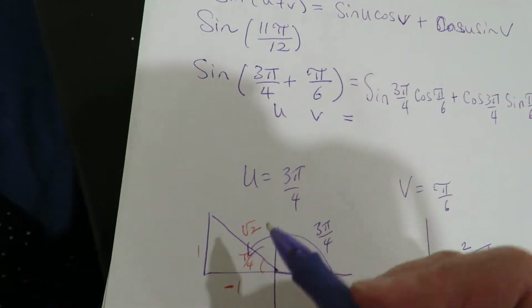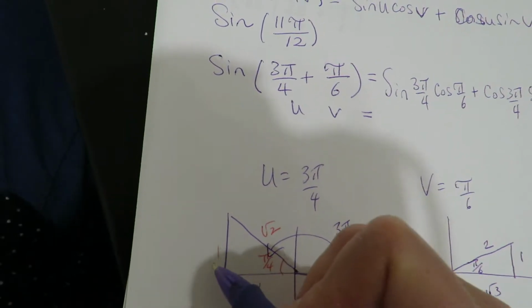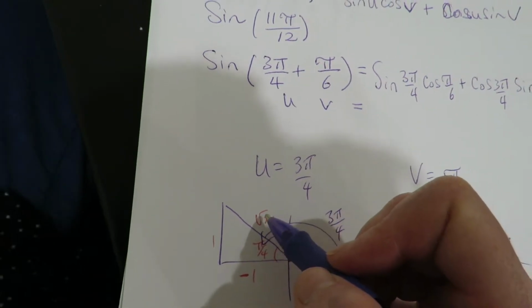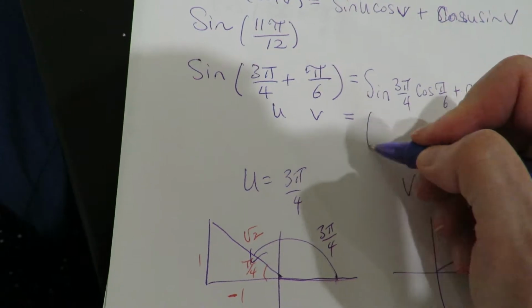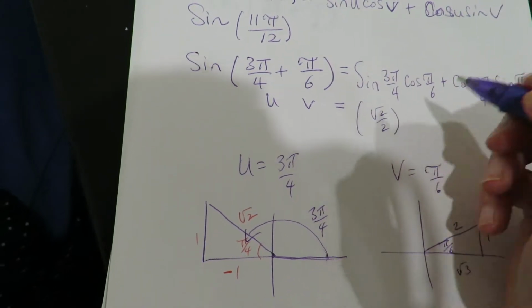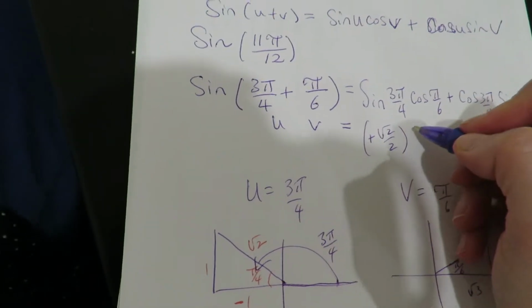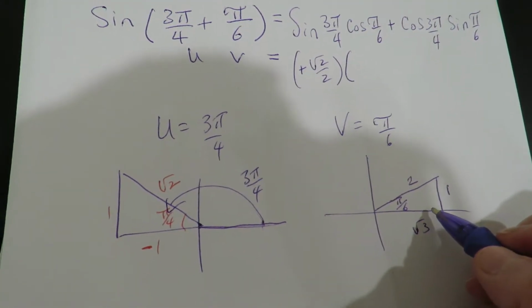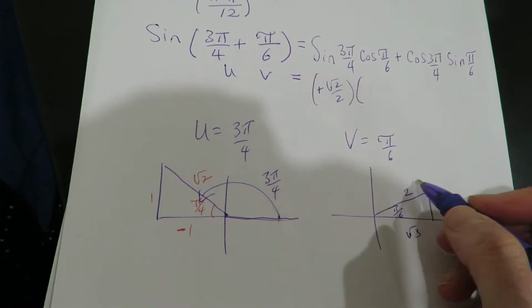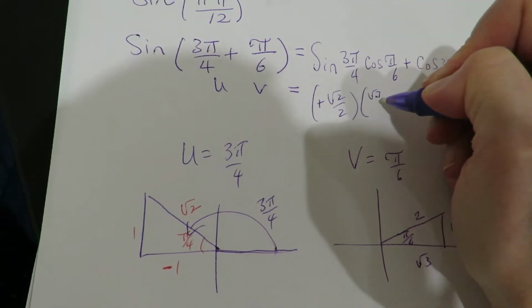So sine of 3 pi over 4 is going to be the opposite over the hypotenuse. I'm just already going to rationalize that. It's radical 2 over 2. It's positive. The cosine of pi over 6, I have to go over here. That's adjacent over hypotenuse, so it's radical 3 over 2.